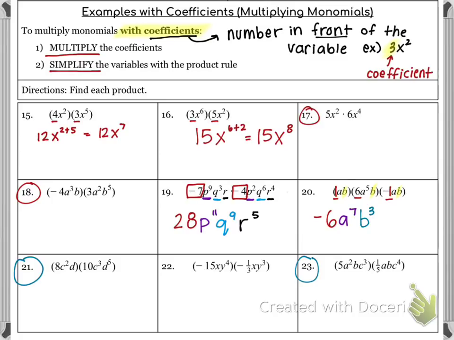So fractions, remember, multiply. We have negative 15 times negative 1/3. Remember, you put the 15 over 1, and we're just going to multiply across. So that's 15 over 3, which is 5. So negative 15 times negative 1/3 is 5. How many x's do we have? We have x and x, which is x squared, 2 x's, right? Then we have y to the 4th and y to the 3rd. 4 plus 3 is 7.